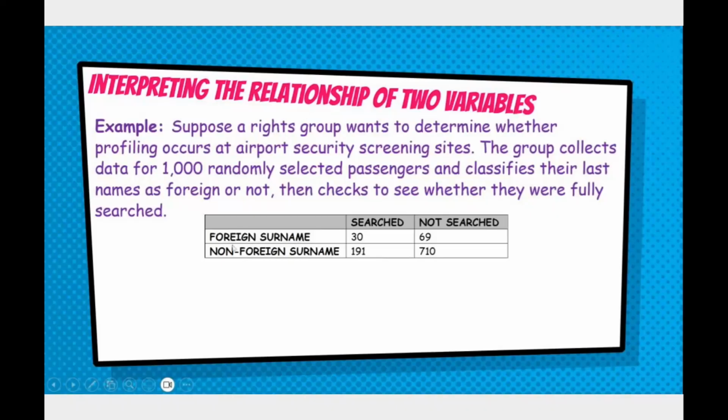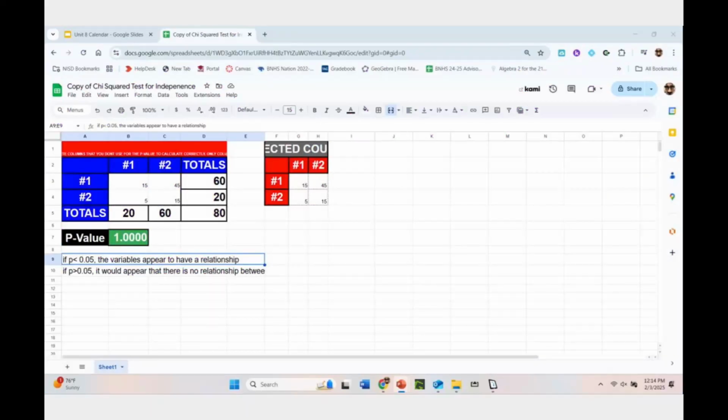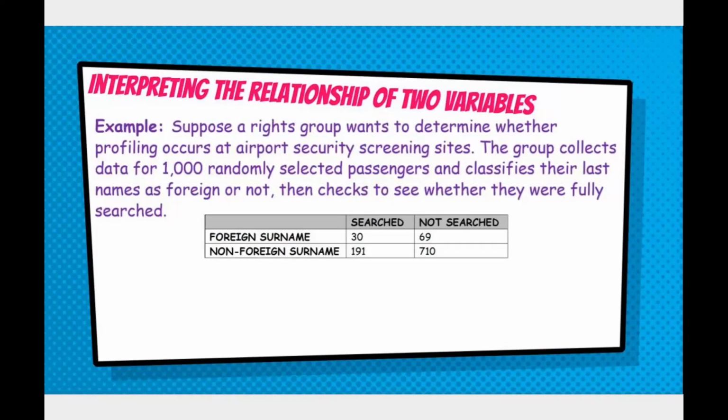So we were told that out of the people that had foreign surnames, 30 of them were searched, 69 were not. Out of the non-foreign surnames, 191 were searched and 710 were not. So let's go back to our table, and we're going to plug these in. We don't have to reopen this because this is the same size table. And we get this number right here, 0.0382. So let's see if we can interpret that.